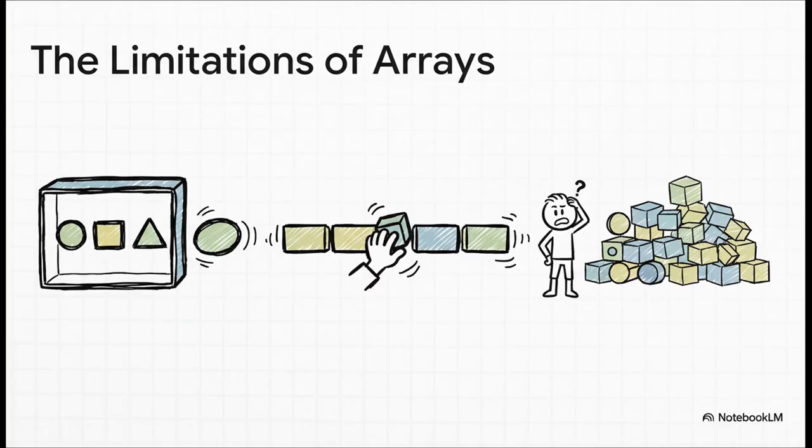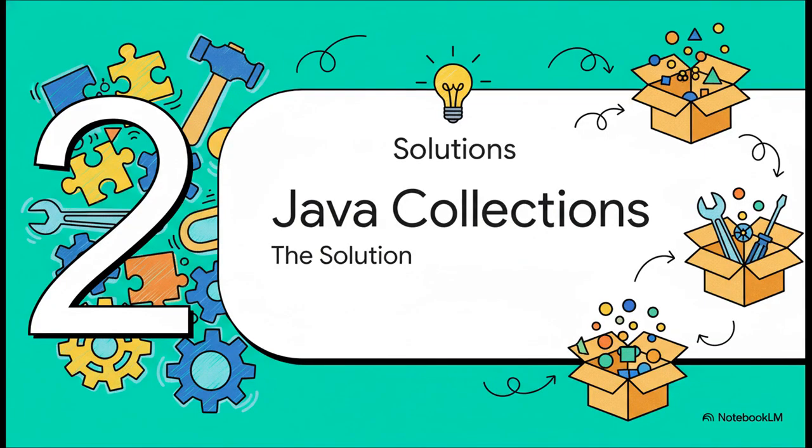So there are three big headaches. First, that fixed size. It's like a box that can only hold exactly 10 things. No more, no less. It's totally inflexible. Second, if you want to add or remove something from the middle, you have to manually shift every single element that comes after it. And finally, arrays are kind of dumb. They don't have any cool built-in powers. You want to sort it? You've got to write that code yourself. There has to be a better way, right? And of course there is.